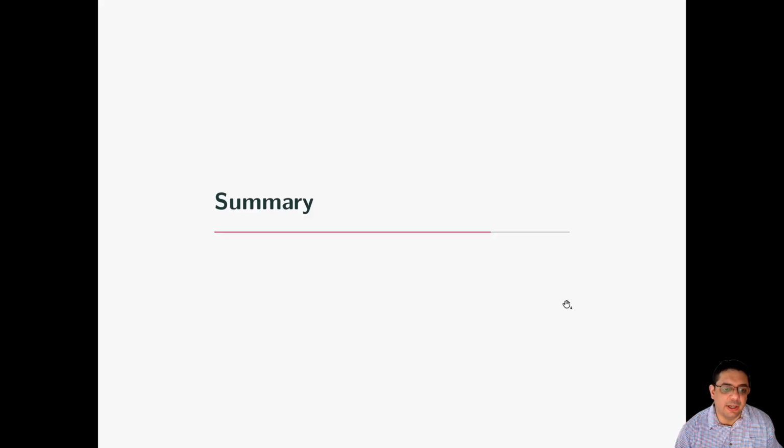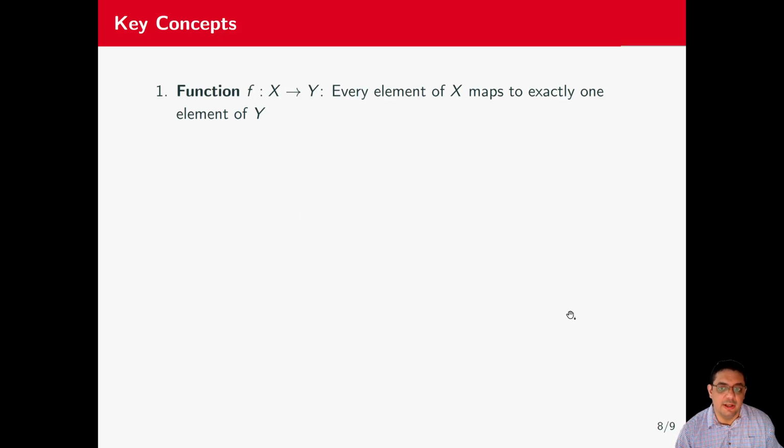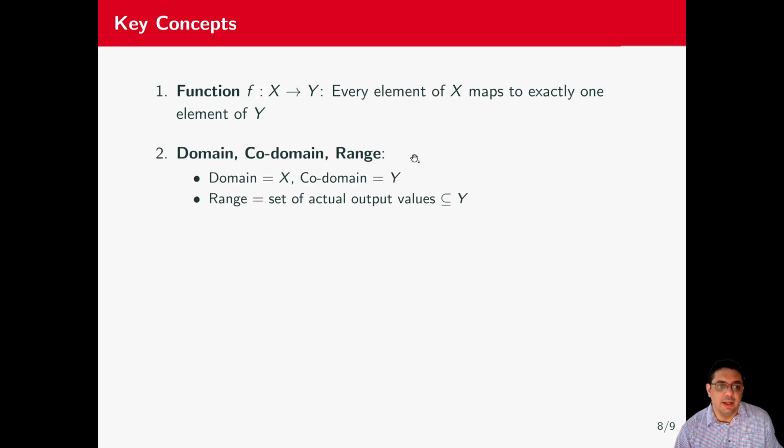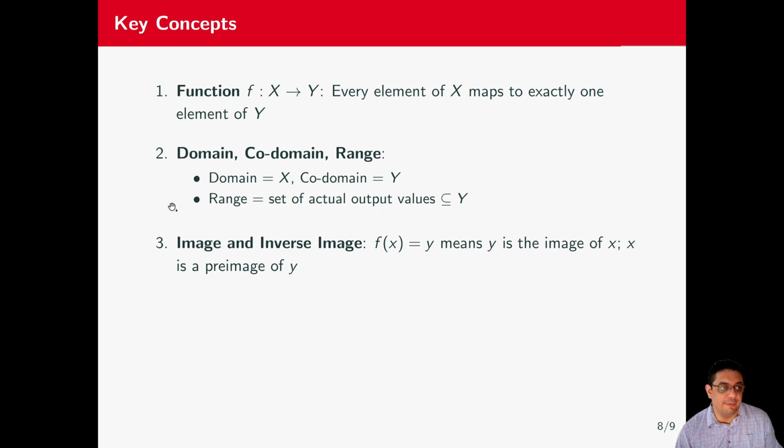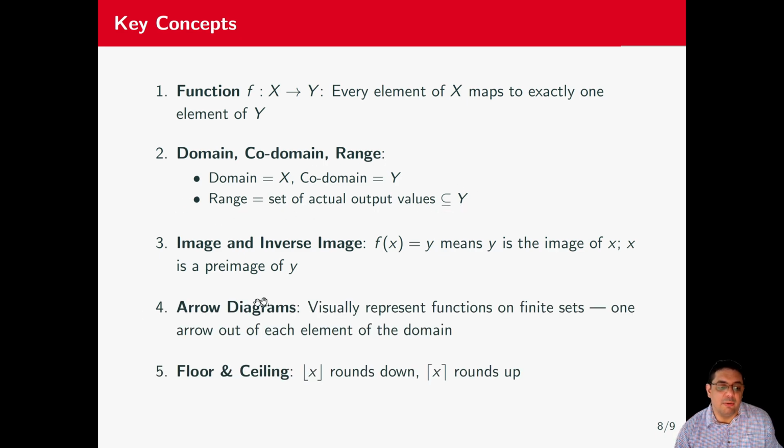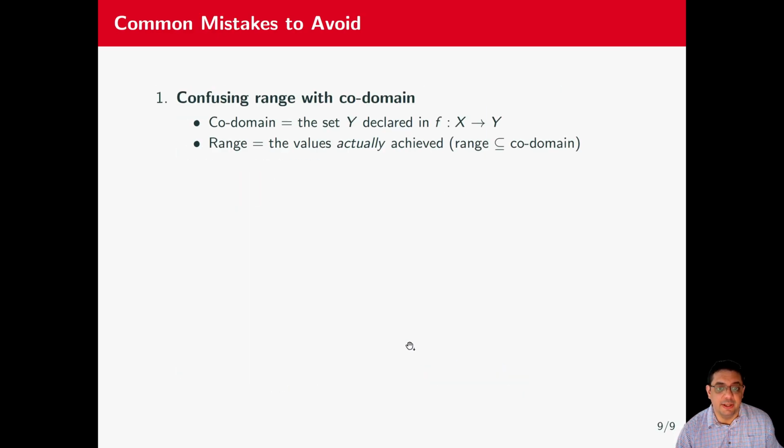All right, so in summary, we discussed functions and how every element of the domain maps to exactly one element of the codomain. We defined domain, codomain, and range. We found also the definitions for image and inverse image. And we discussed how to visually represent functions through arrow diagrams. We have some special functions, floor and ceiling, that are worth remembering.